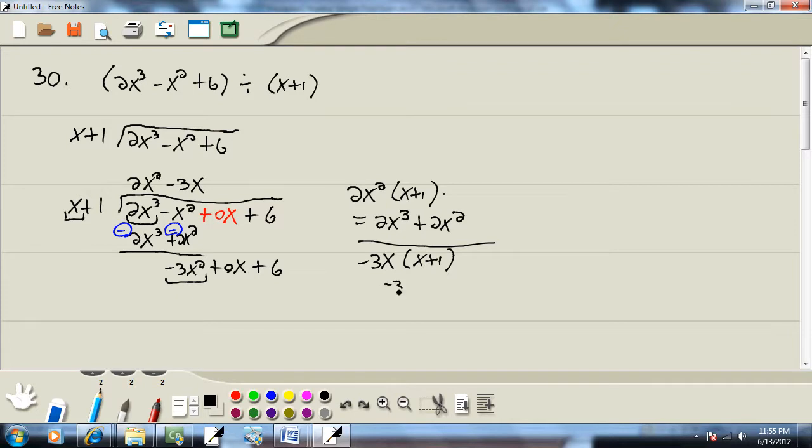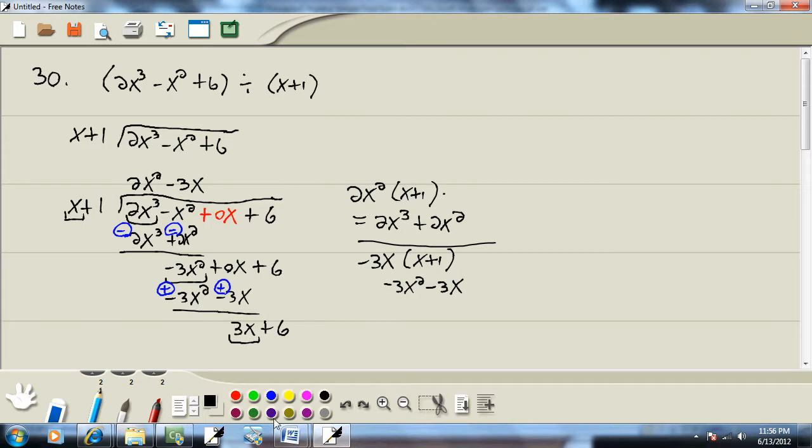Negative 3x times x is negative 3x squared. Negative 3x times 1 is negative 3x. So I'll put that in there. Now we're going to subtract that line, which means we'll flip the signs. So this negative here becomes a positive. This negative here becomes a positive. Now a lot of you will do that in your head, but I can't show you steps in my head on this little board here, so I'll show it like that. Negative 3x squared plus 3x squared drops away. 0x plus 3x gives us 3x, and I'll bring down the 6.